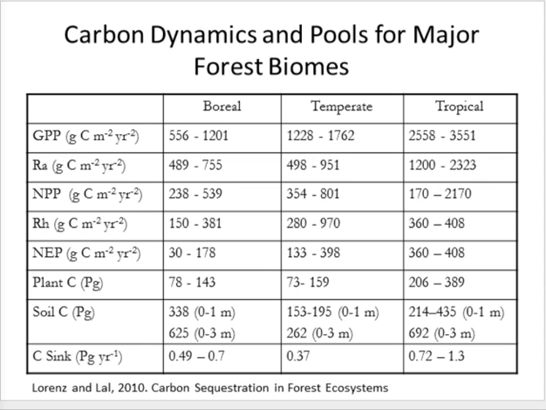The second line is autotrophic respiration, how much is lost. The difference between GPP and autotrophic respiration, or RA, is the net primary productivity. And then we have the heterotrophic respiration subtracted from that to give us net ecosystem productivity. So that's the amount of carbon fixed on an annual basis in those different ecosystems.